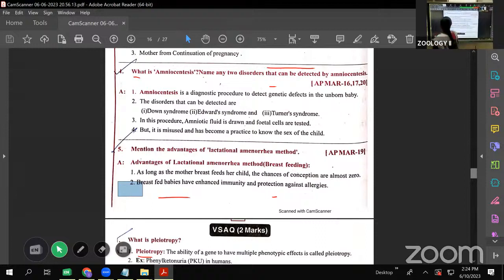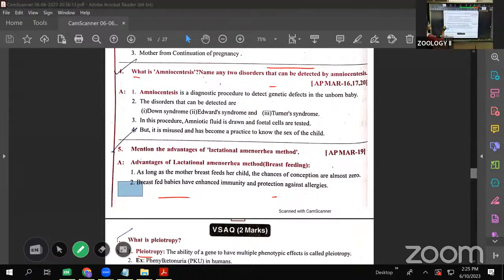Next, the fourth one is amniocentesis. Here, it is a diagnostic procedure. Amniocentesis is a diagnostic procedure to detect genetic defects and genetic disorders in the human baby. For that purpose, we conduct the diagnostic procedure called amniocentesis.